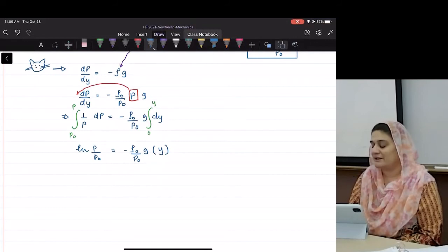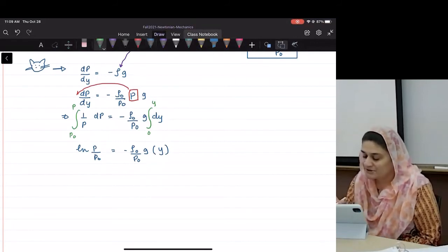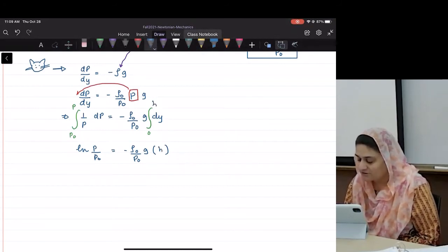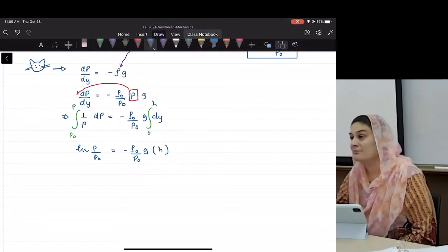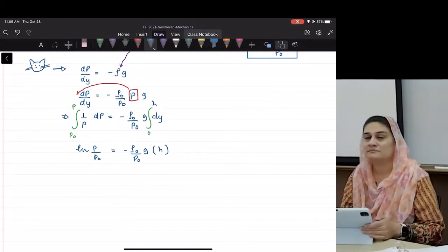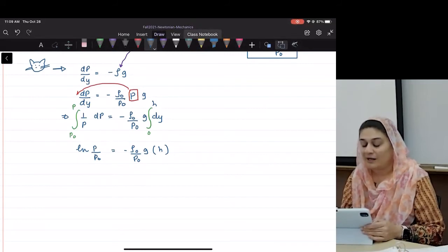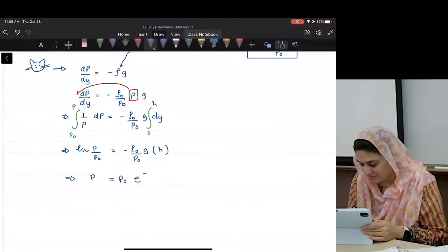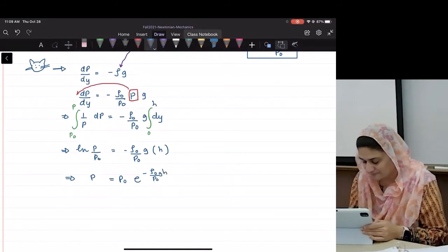I should have called it H. Actually, may I change it to H? I changed my mind. Y still looks like a variable. Change it to H, so we know it's a number. It is the height we are looking for. Now, how do I get rid of the log? So may I write this as P over P naught equals e to the minus rho naught over P naught g h?